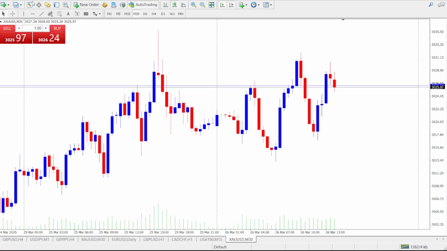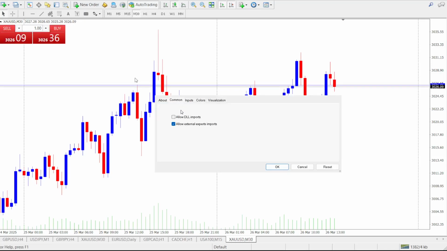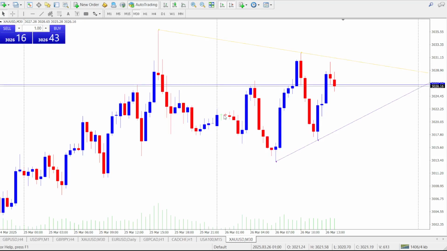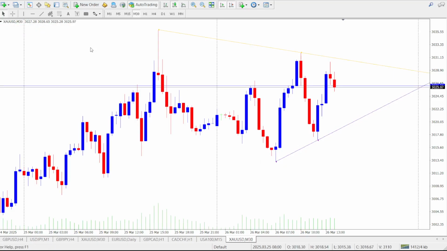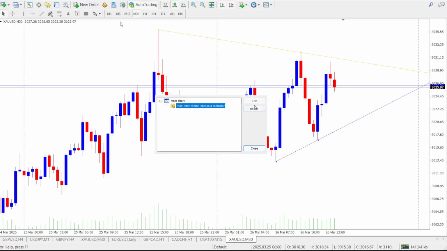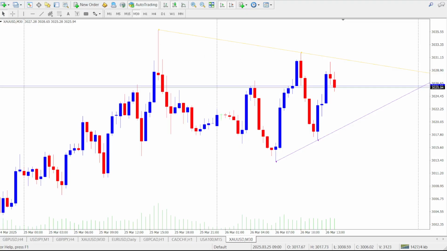I'm going to be adding the indicator to the chart right now, the multi-time frame breakout indicator. So this is how the indicator looks, as you can see. Let's see if we can increase the thickness. All right, seems like I didn't exactly see that option.